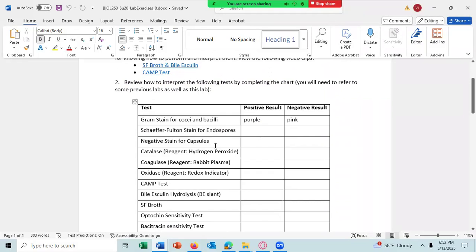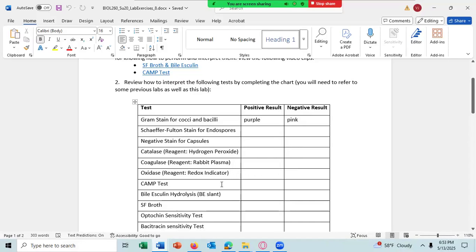And then tell me what the positive result is for the negative stain capsule test and the negative result for the capsule test. Tell me what the positive result is for the catalase test when you're adding the reagent hydrogen peroxide, and then the negative result. If you can, describe it in a word, but you could put it in a sentence. You can just blow that cell up if you need to. Tell me what the positive result is for the coagulase test and the negative result. Tell me what the positive result is for the oxidase test and the negative result.